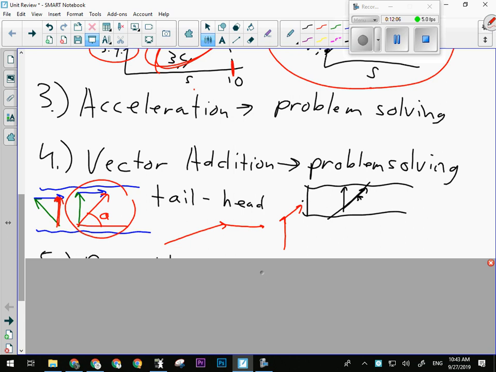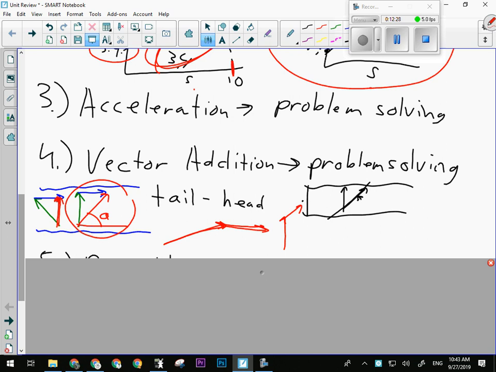Remember, we always want to draw all vectors tail to head, which is what I did here. I drew this one, and then I drew the next one on the head of that one, and so on. We always draw them tail to head, and then we find their x's and y's. We use trigonometry, we use the Pythagorean theorem, all of that kind of stuff. We've gone over countless examples of vector addition problems.